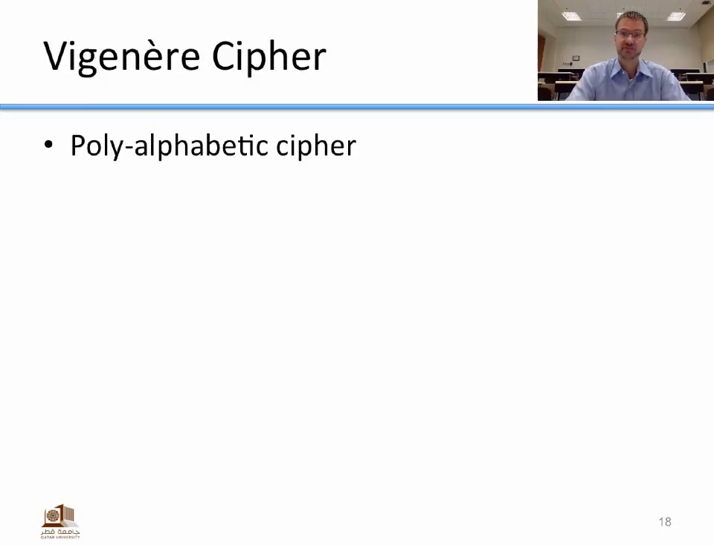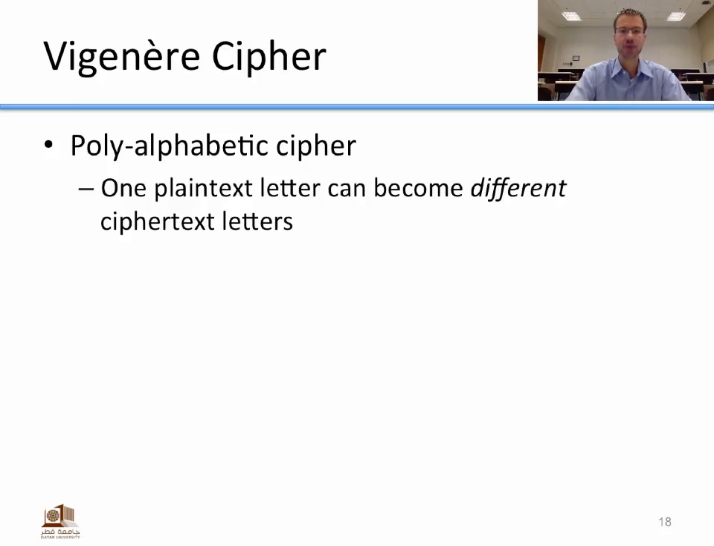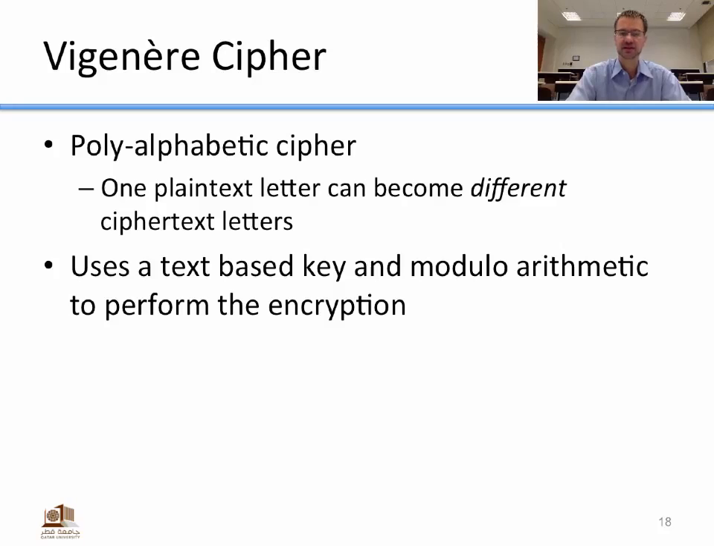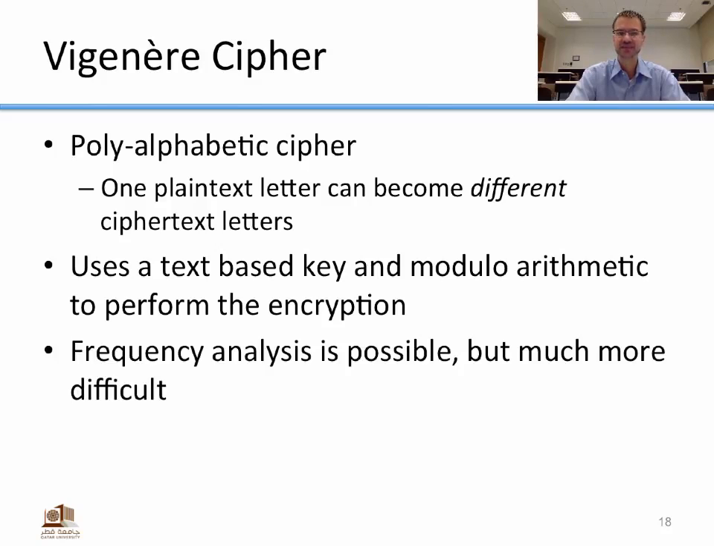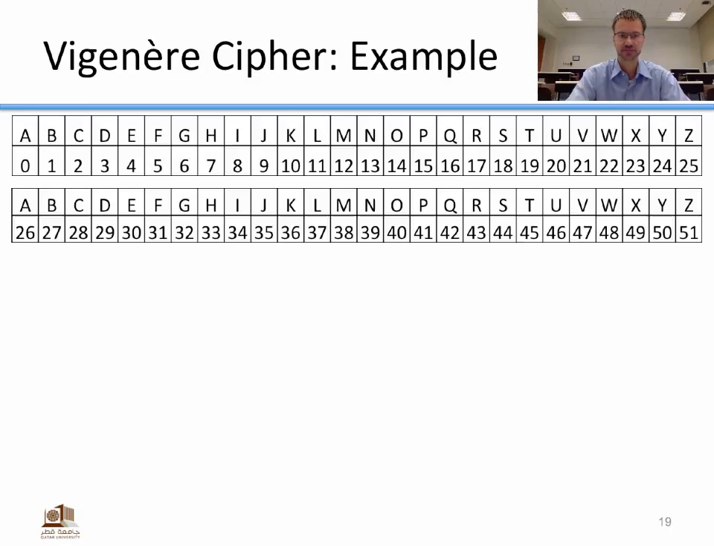So another cipher, I'll call it a strengthened version of a substitution cipher, is called a Vigenère cipher. And it's a type of polyalphabetic cipher. Polyalphabetic means that one plain text letter can become different ciphertext letters depending on where it is in the message. And in order to do this, we use a text-based key and some modulo arithmetic to perform the encryption. Frequency analysis is possible on a Vigenère cipher, but it's much, much more difficult. And it's a lot harder. You're not going to do this in a newspaper puzzle. So let's do an example.